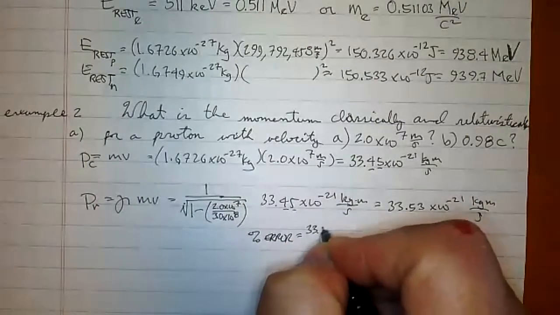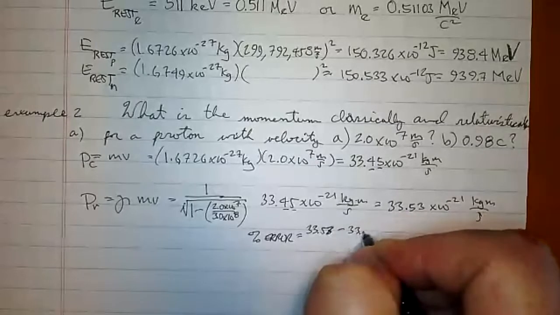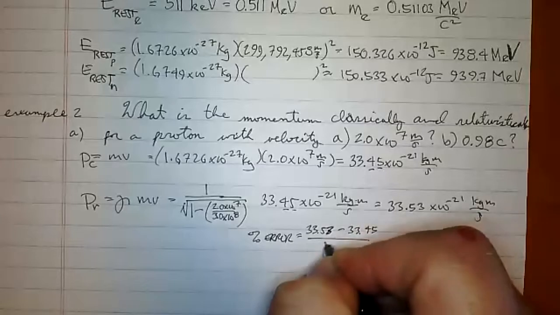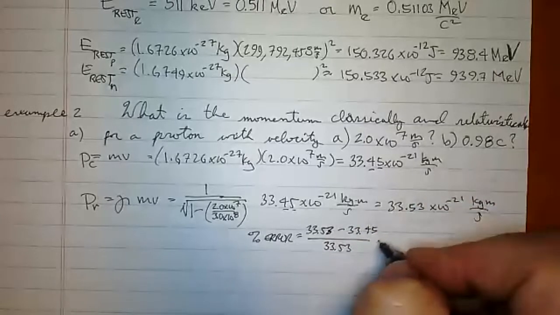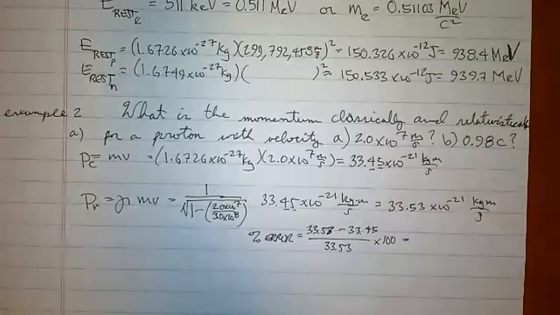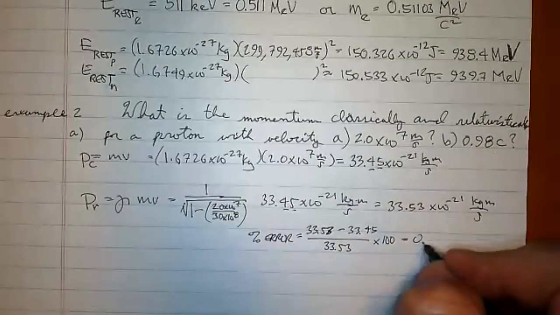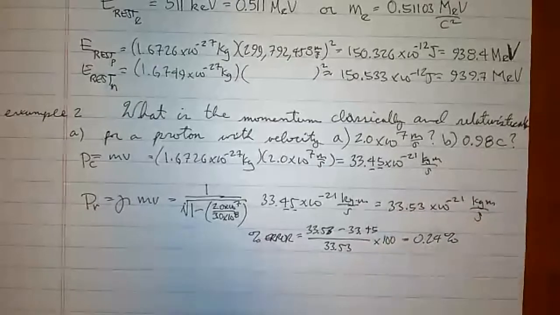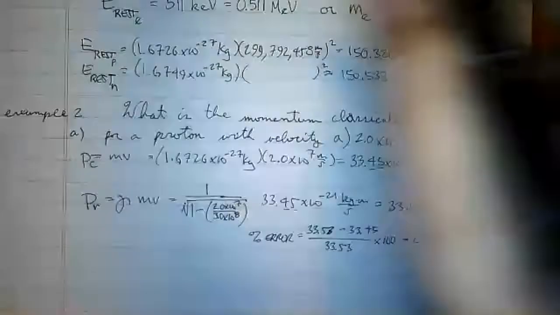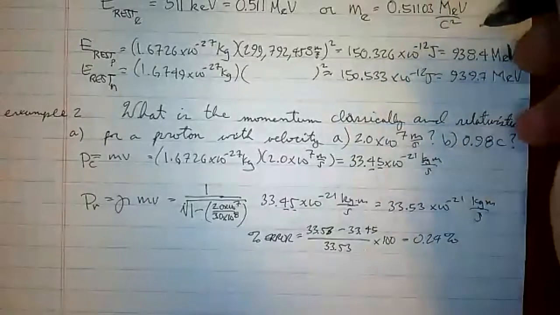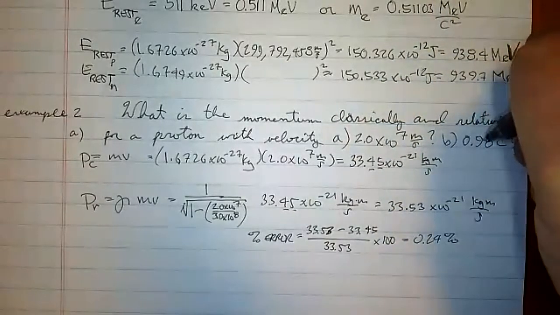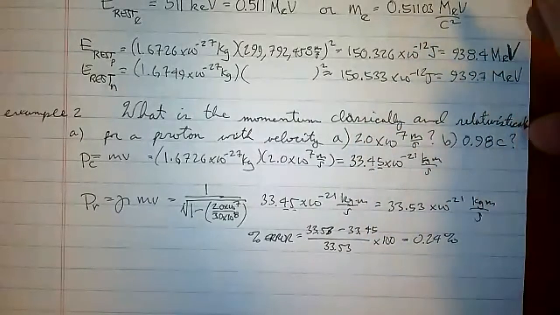I'm going to say 33.53 minus 33.45 over 33.53. Notice the 10s to the 21s are all going to cancel out. And then I'll multiply by 100 and put a percent symbol on the end. So 33.53 minus 33.45 divided by 33.53 and then times 100 gives me 0.24%. So a very small percentage, and that's because the momentum is really quite small. Or another way of thinking about it is the kinetic energy, which we didn't calculate, by the way, is nowhere near the actual rest energy of the proton.